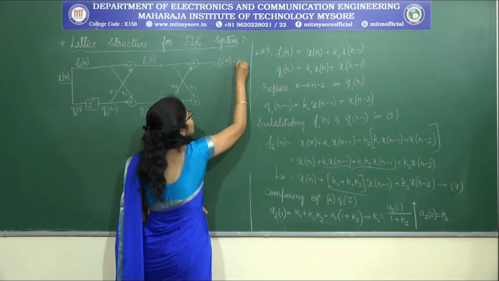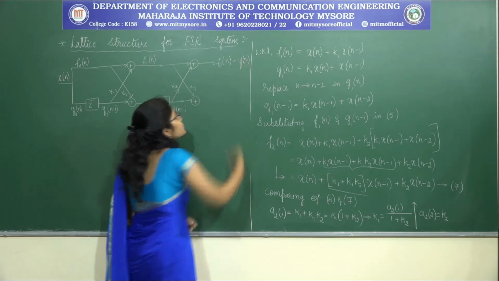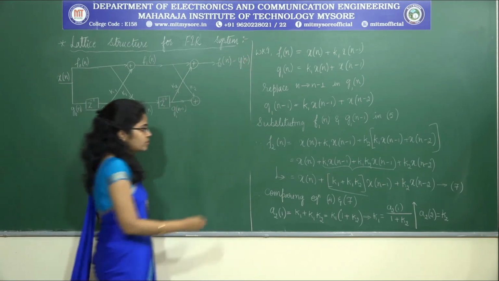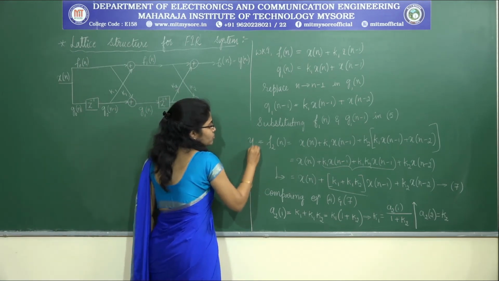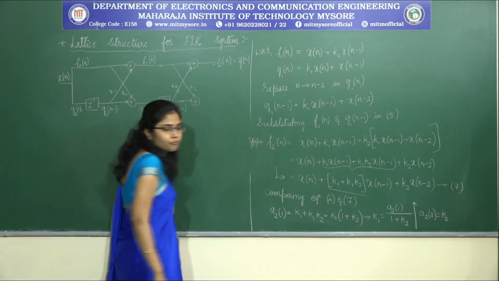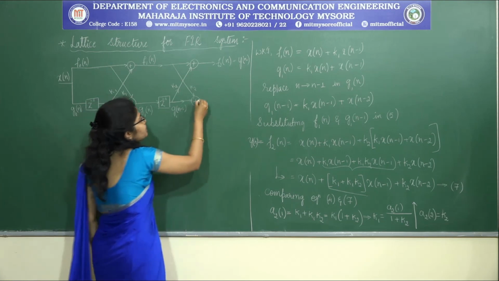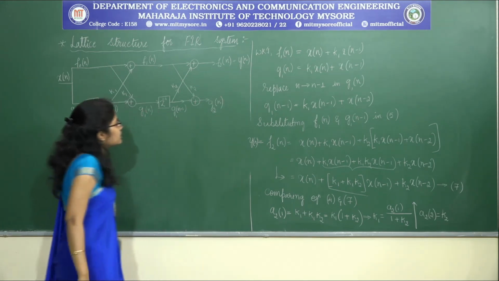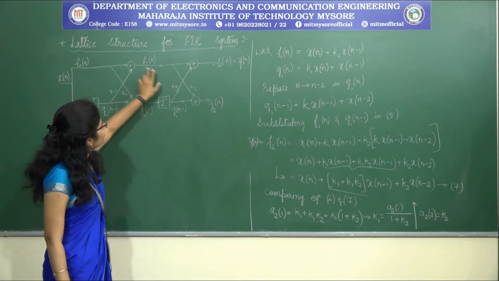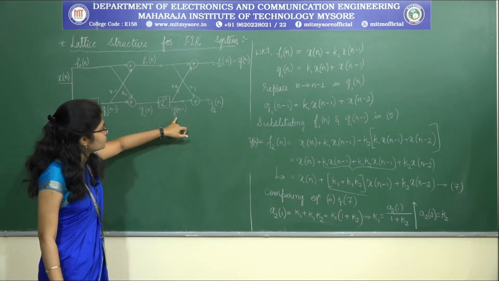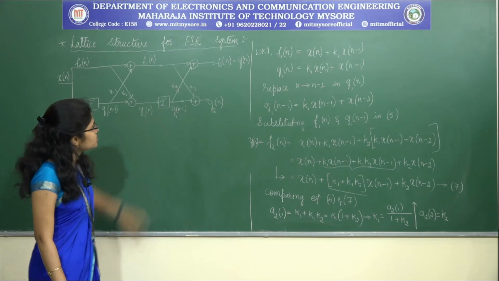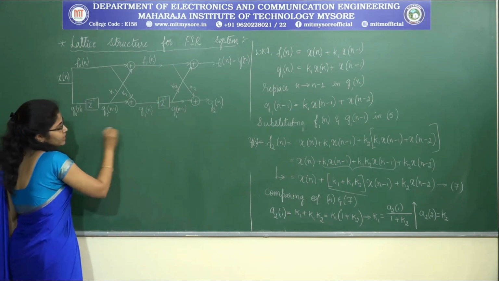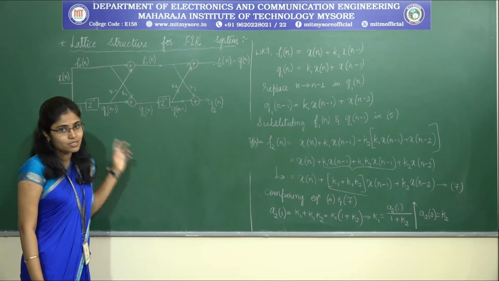This f2 of n is nothing but our output y of n. Similarly, here we get g2 of n, where g2 of n is equal to k2 into f1 of n plus g1 of n minus 1. So this is the second order filter lattice structure.